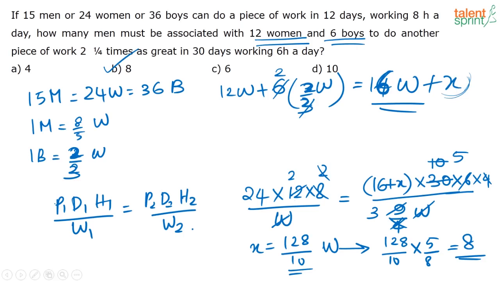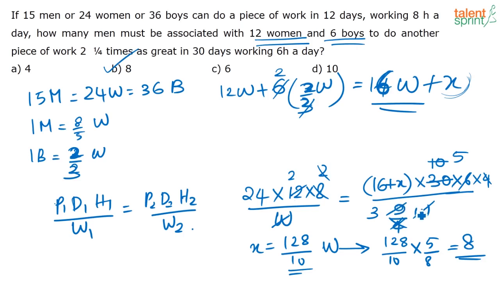Okay. So I just equated this 24 into 12 into 8 by W is equal to, now how many people are working? 16 plus X people are working for 30 days for 6 hours. And what is the work now? The work is 2 1 by 4 times the previous work, correct?